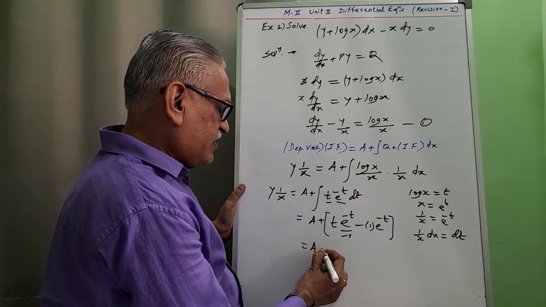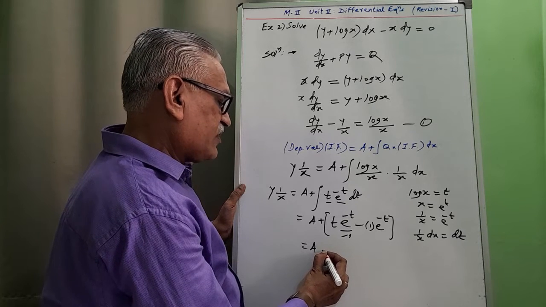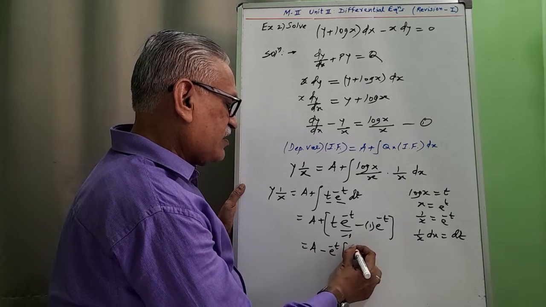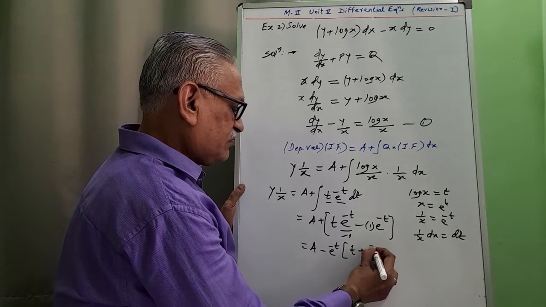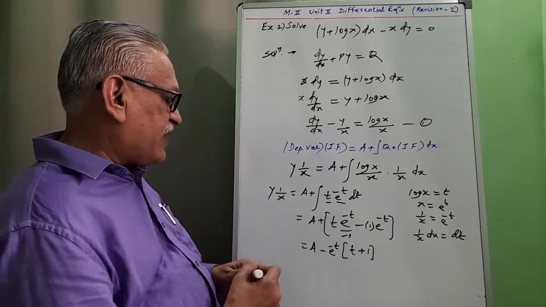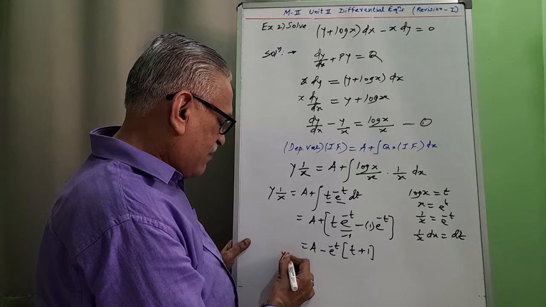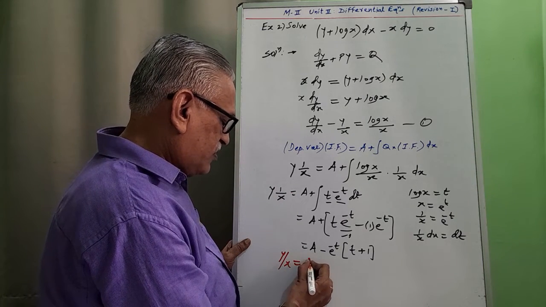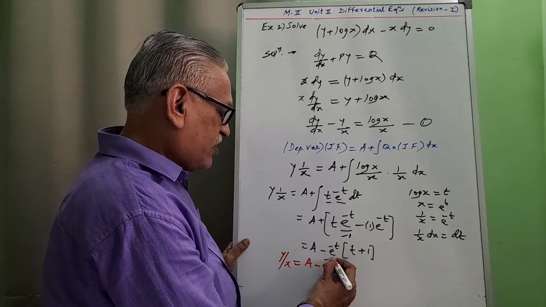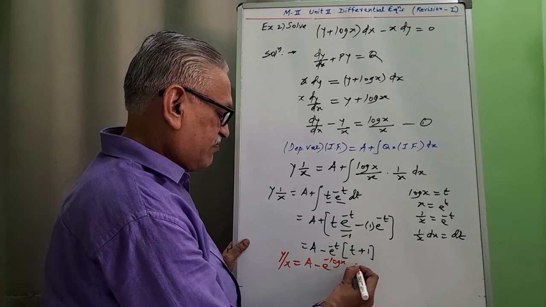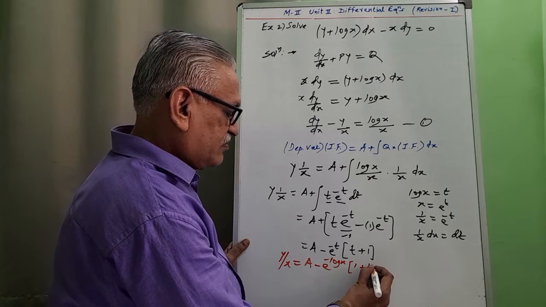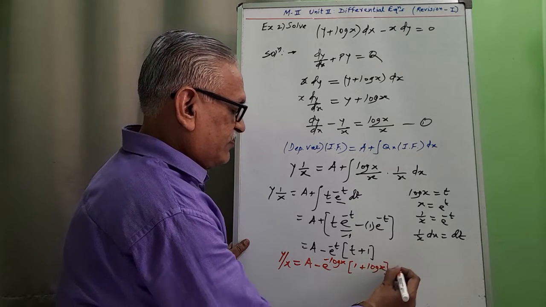From this term I can take e raised to minus t common, with the minus sign also. Remaining terms are t plus 1. And then once again substituting the value of t, we get the solution as y by x is equal to a minus e raised to minus t, where t is log x, into 1 plus log x, as the answer.